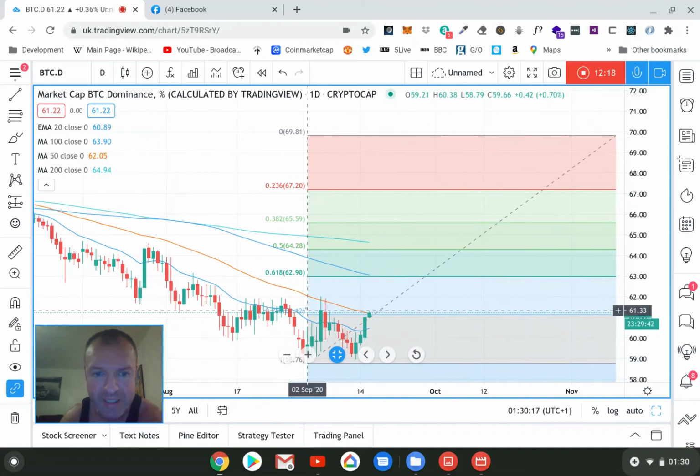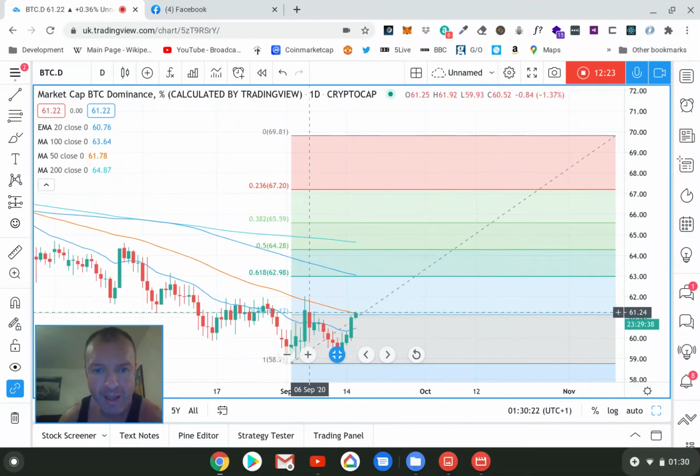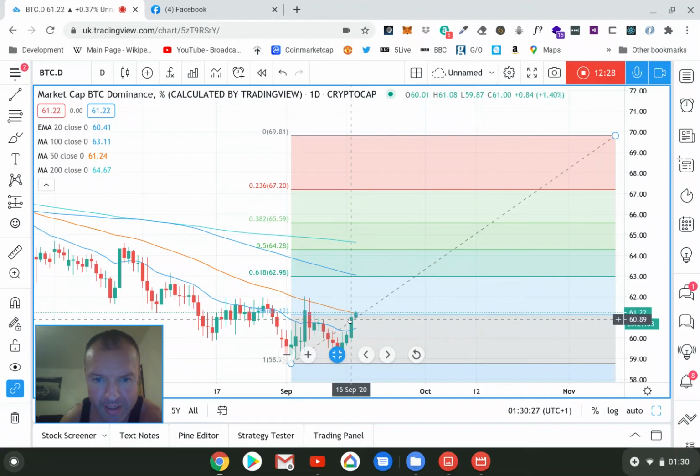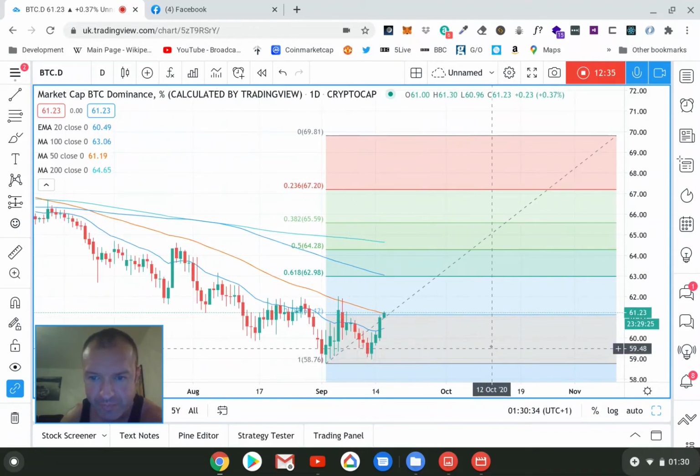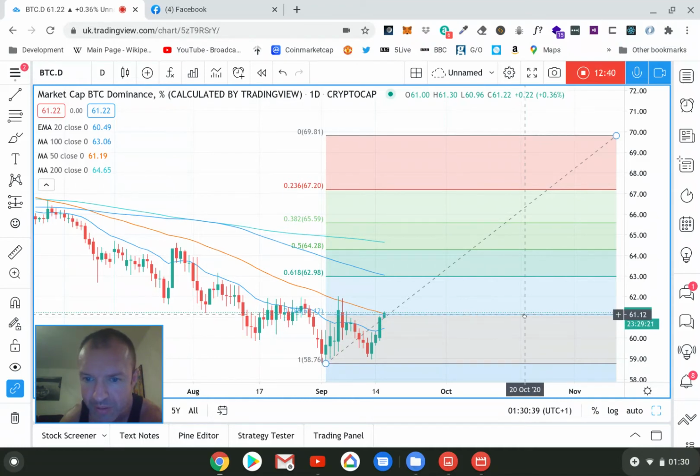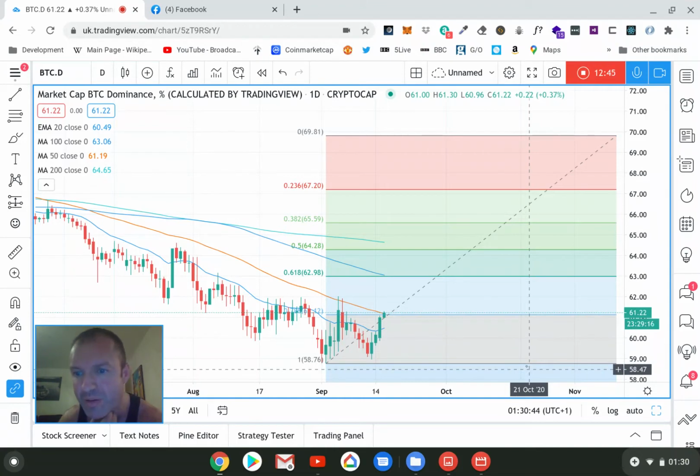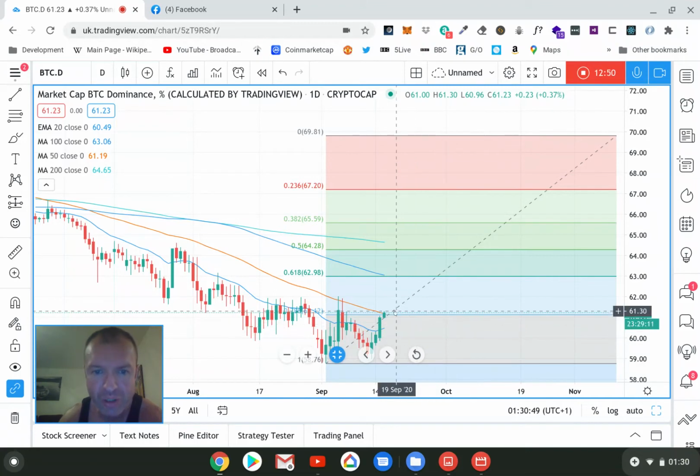It's at the 786 fib if you draw the fibs the other way around from the top to the bottom. And we're touching that perfectly now. Yesterday, so an hour ago, we got rejected exactly on that Fibonacci level, which is dominance of 61.12, 61.22, and Bitcoin could run up here to 62.98 dominance.